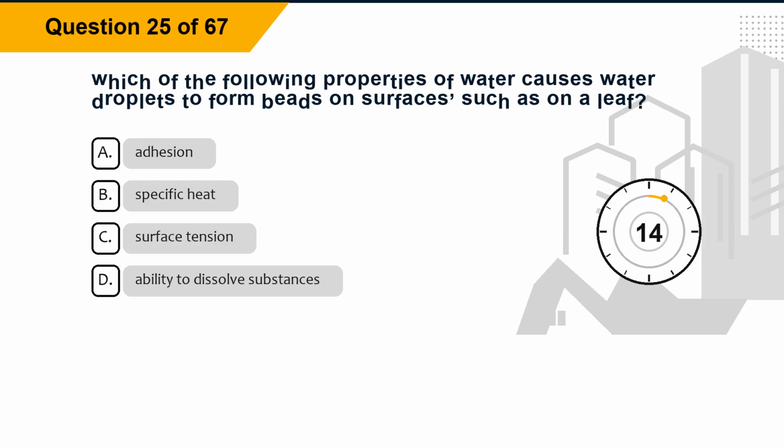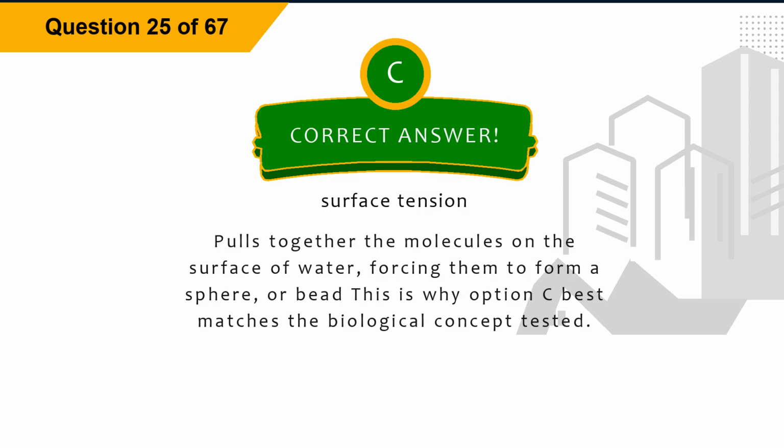Question 25. Which of the following properties of water causes water droplets to form beads on surfaces, such as on a leaf? Option A, adhesion. Option B, specific heat. Option C, surface tension. Option D, ability to dissolve substances. The correct answer is option C, surface tension. Explanation. Surface tension pulls together the molecules on the surface of water, forcing them to form a sphere, or bead. This is why option C best matches the biological concept tested.